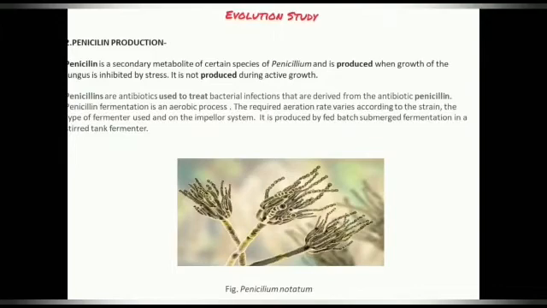Penicillin production. Penicillin is a secondary metabolite of certain species of Penicillium and is produced when growth of the fungus is inhibited by stress. It is not produced during active growth. Penicillins are the antibiotics used to treat bacterial infections that are derived from the antibiotic penicillin. Penicillin fermentation is an aerobic process. The required aeration rate varies according to the strain, the type of fermenter used, and the impeller system. It is produced by fed batch submerged fermentation in a stirred tank fermenter.